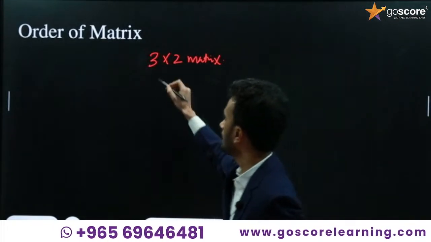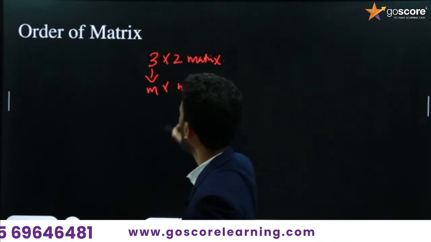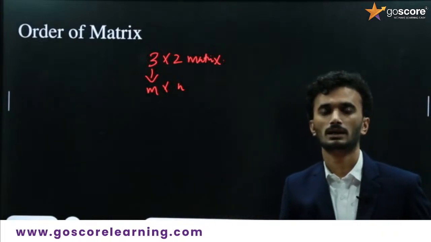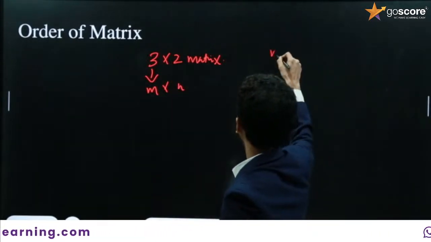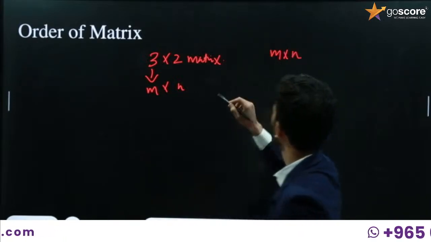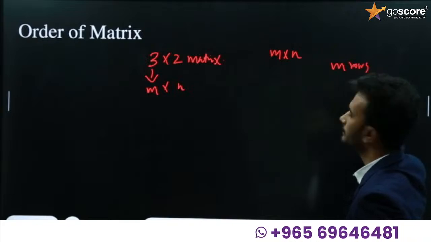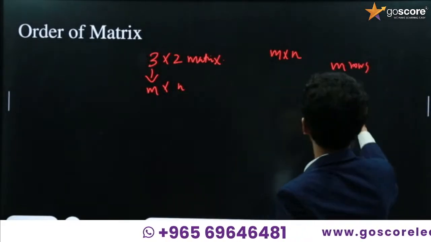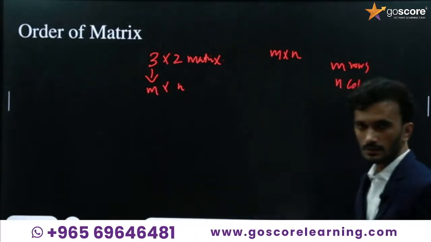Moreover, we will take the rows as m and columns as n. So it is an m by n matrix. If we are representing by m by n, there are m rows. How many columns? n columns. So m rows and n columns.